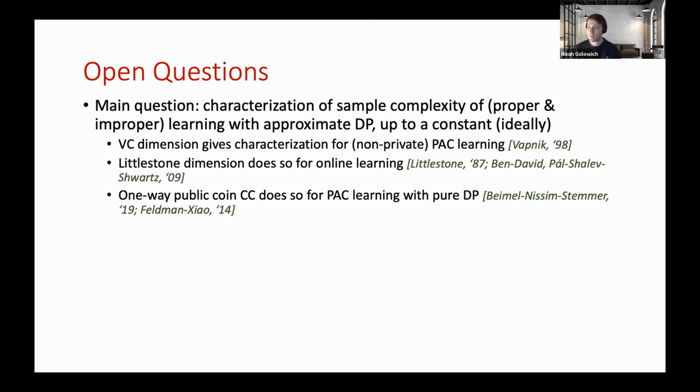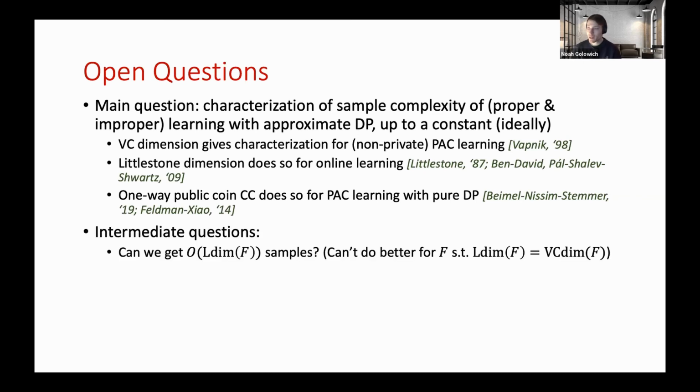So for instance, the VC dimension does so for the problem of non-private PAC learning, as shown by Vapnik and Chervonenkis. Littlestone dimension does so for the problem of online learning. And one-way public coin communication complexity does so for the problem of PAC learning with pure differential privacy. Unfortunately, approximate differential privacy is a harder question, but there are some intermediate questions which might be useful in terms of moving towards solving this question.